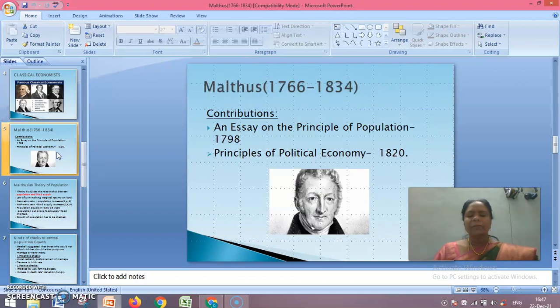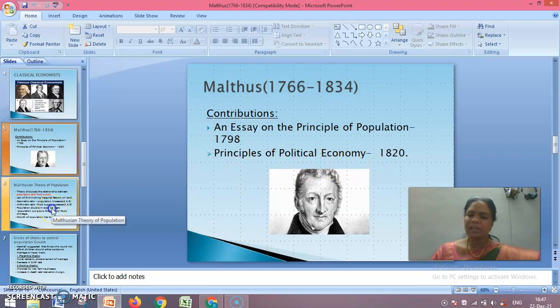Now we are going to see the Malthus theory of population. His time period is between 1766 and 1834. His main contribution is An Essay on the Principle of Population, which he wrote in the year 1798, and he also wrote Principles of Political Economy.